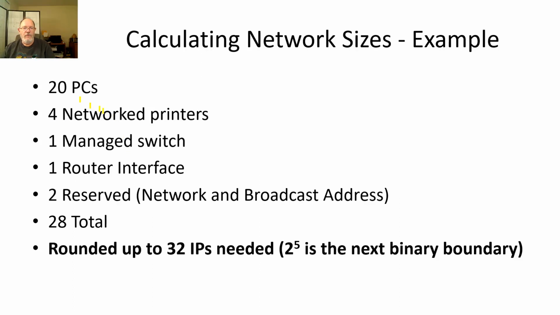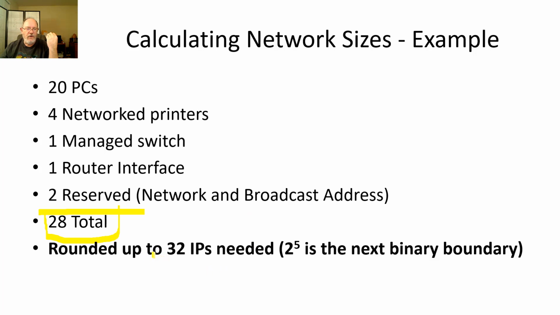Now, real simple, we talked about counting up your nodes, and when you do that, you have to include everything: PCs, printers, switches, router interfaces, and the two reserved addresses. So in my example here, we need a total of 28 IP addresses: 26 for devices on the network and 2 that are reserved. But once again, you cannot size your networks based on the IP count that you need. You have to make sure that your network size is a power of 2, or a binary boundary.